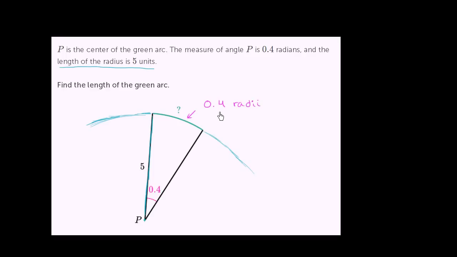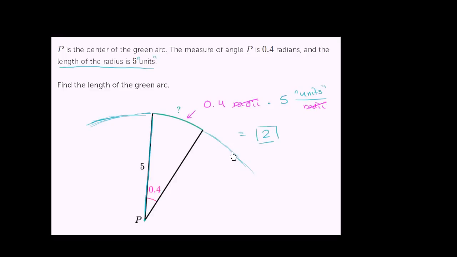Now, we don't want our length in terms of radii. We want our length in terms of whatever units the radius is, these 5 units. Well, we know that each radius has a length of 5. So this is going to be 0.4 radii times 5 units per radii. I'll put units in quotes because it's a generic term. So the radii cancel out. We're left with just the units, which is what we want. So 0.4 times 5 is 2. So this is going to be equal to 2.